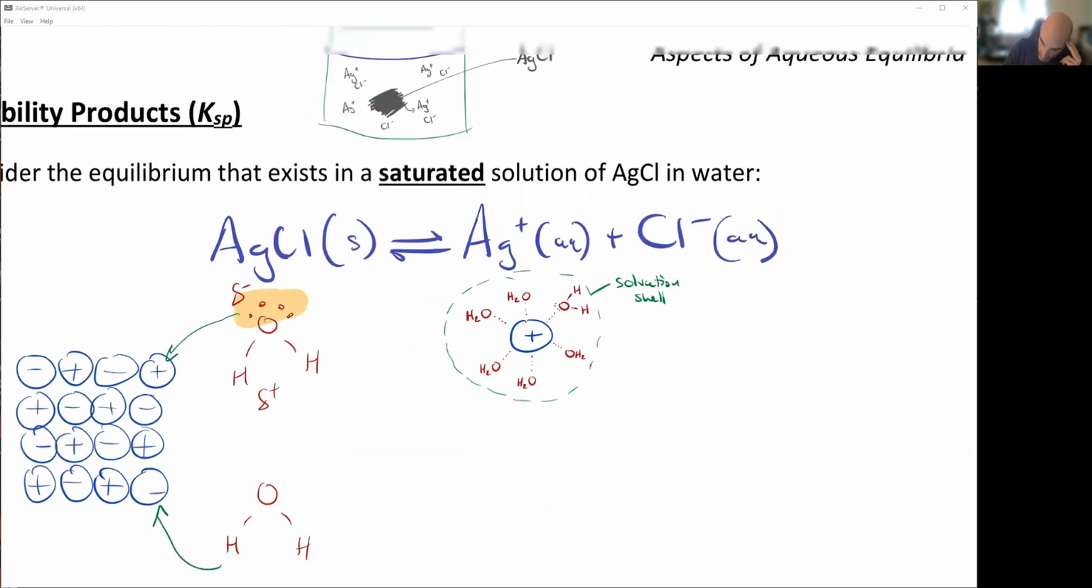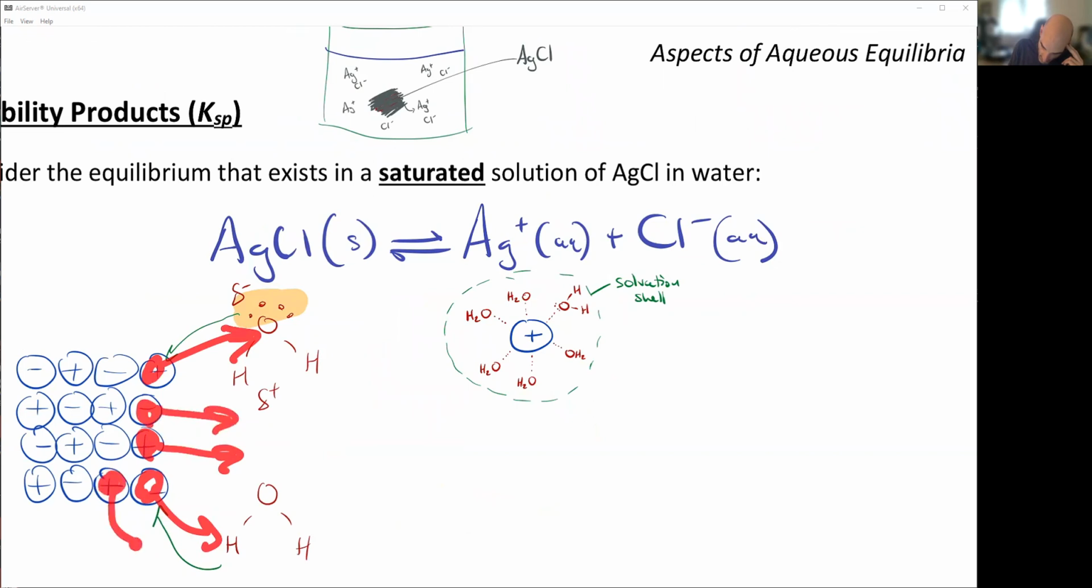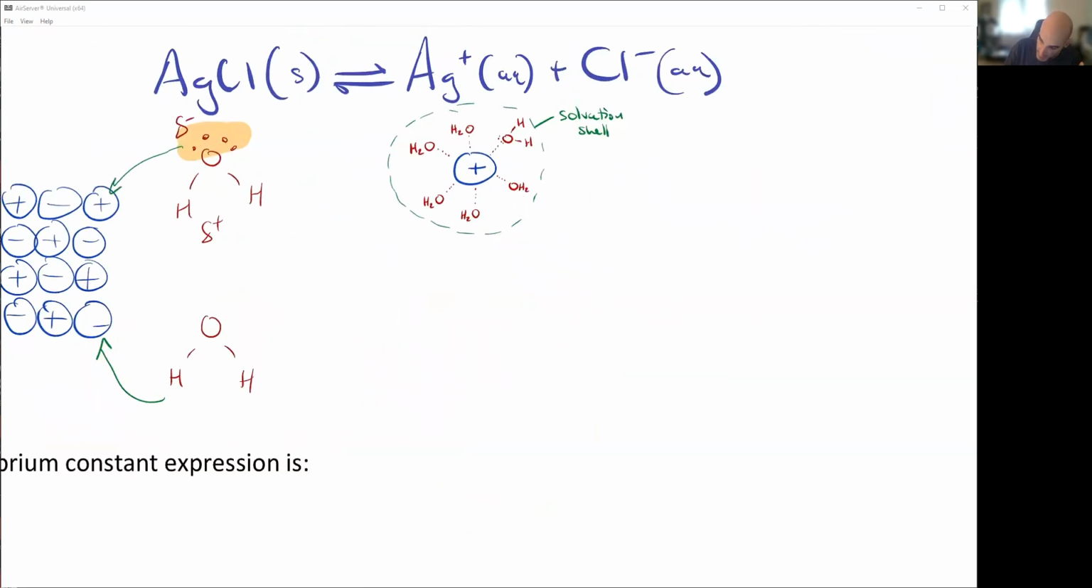So we have lost this one because it's gone away. We're going to lose this one because it's going to go away, and it's just going to keep pulling these. The water is going to keep pulling these off until it gets to a saturation point, and then it's going to stop. And the same thing, but opposite, is going to happen for the hydrogen.